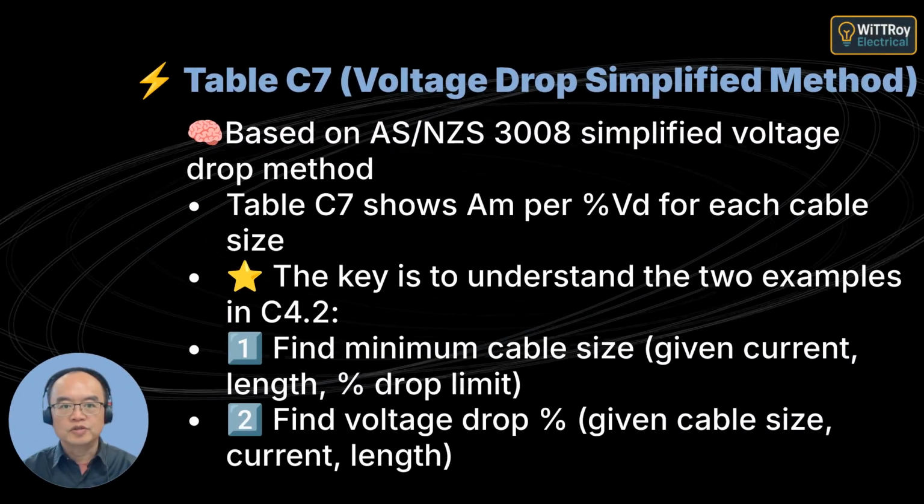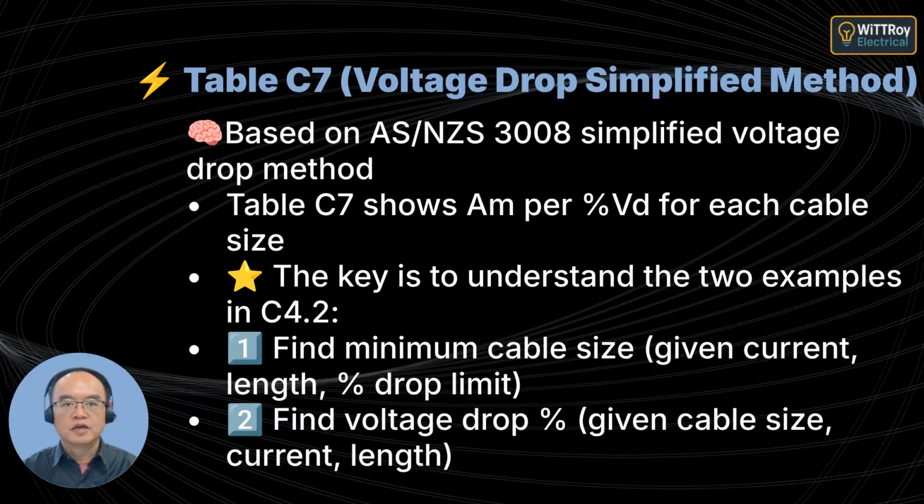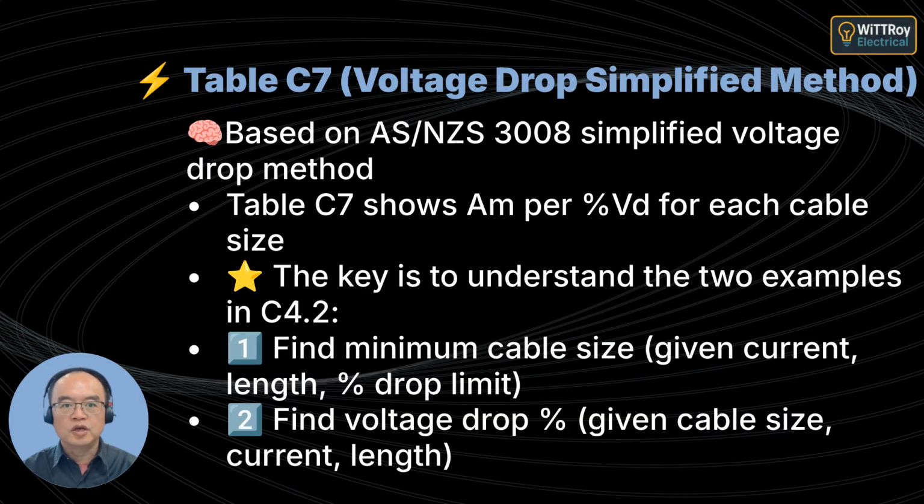Table C7 uses the simplified voltage drop method from AS/NZS 3008. The most important thing is to understand the two examples in clause C4. One example shows how to find the minimum cable size, and the other shows how to work out the voltage drop percentage. This method can feel tricky at first, but once you understand these examples, the whole process becomes very easy. You can also watch my teaching videos which explain the method step by step. In the exam, they only test 1 or 2 simple steps from this method.